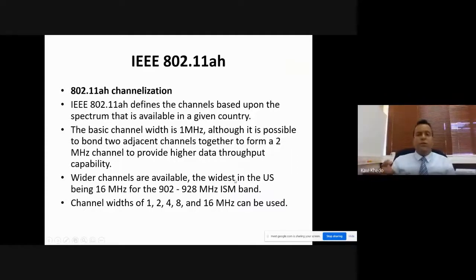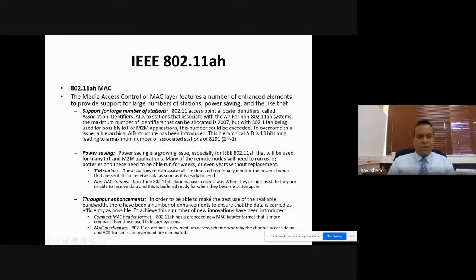Okay, which channels are available? If you want more bandwidth, normally it uses 2 megahertz channels. Otherwise, 2, 4, 8, 16 megahertz can be used as well. And the MAC layer, the medium access control for 802.11ah, features a number of enhancements compared to normal Wi-Fi. First of all, it supports a large number of stations, so more devices can be connected.